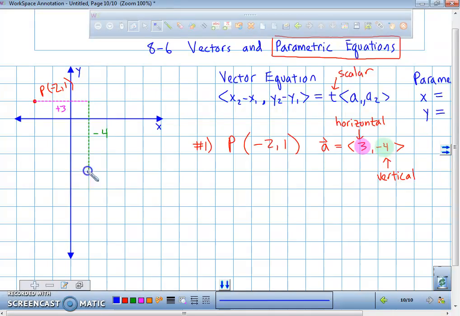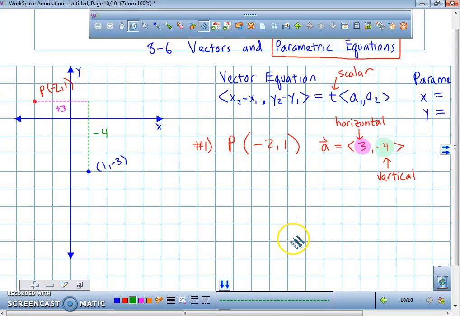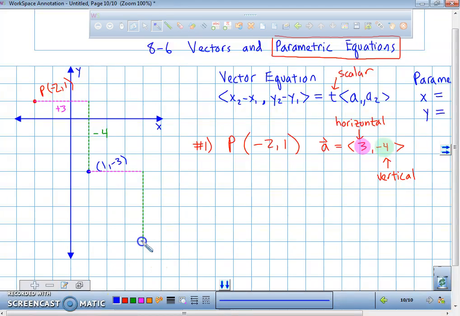What I'd like you to do is put a point right there. We're going to label that point 1, negative 3. So we're at a 1 and a negative 3 right here. If I do that again, I go over 3 units, down 4 units. I'm at a new point. I'm at a 4 and a negative 7.